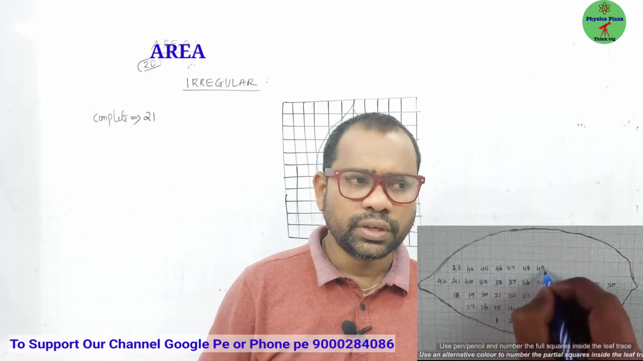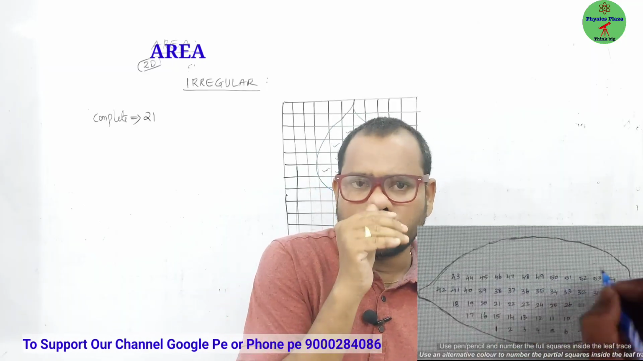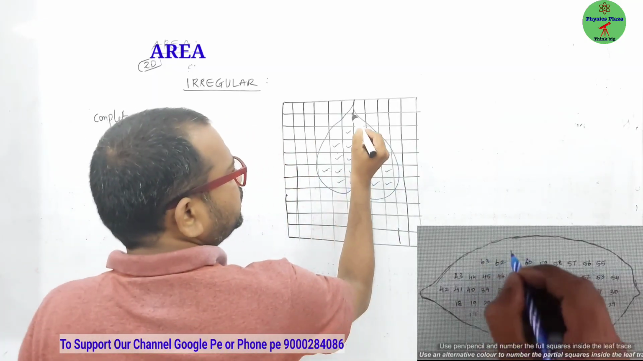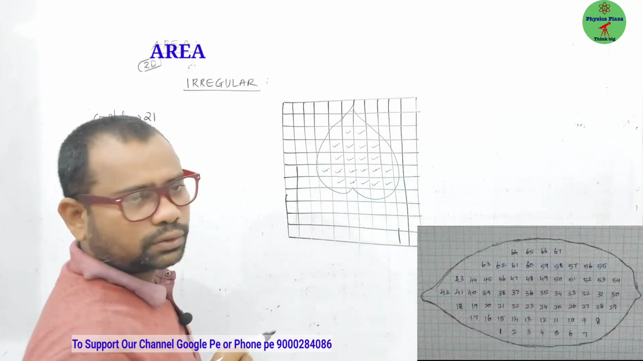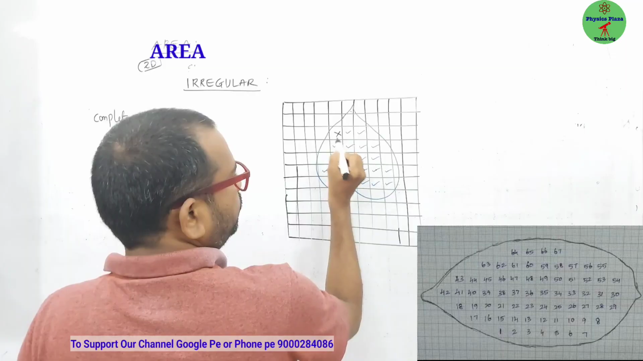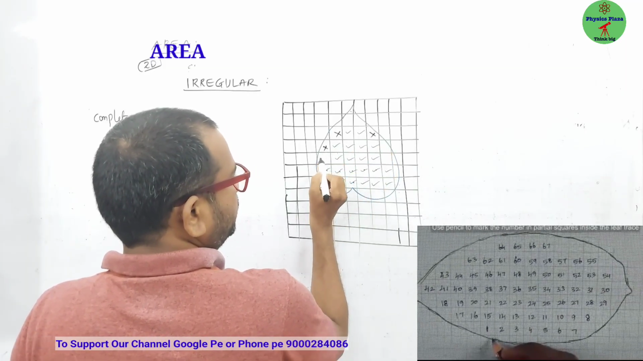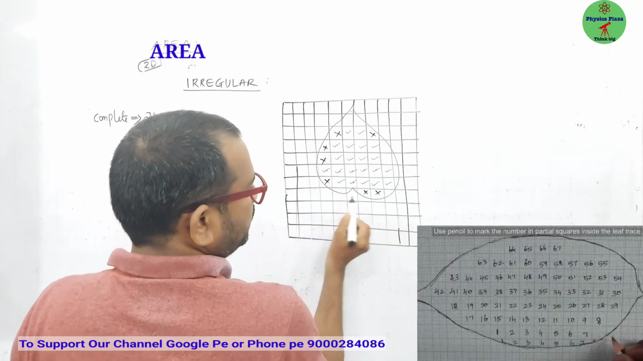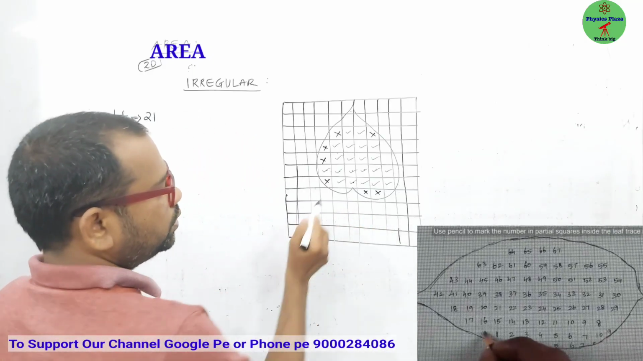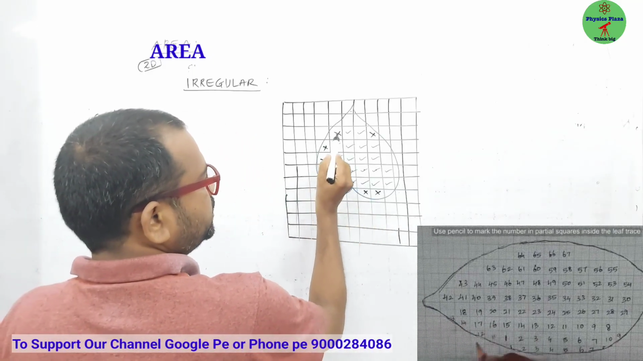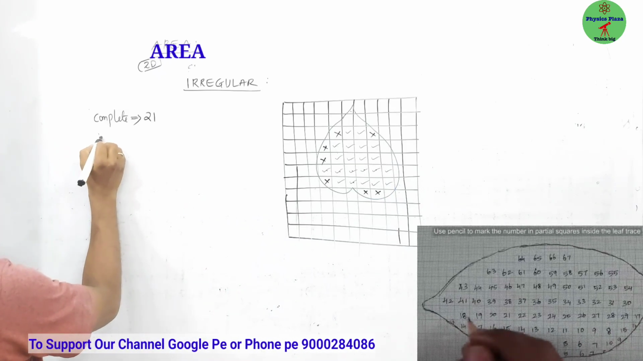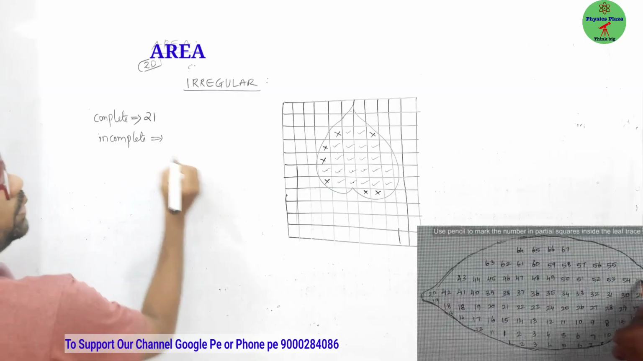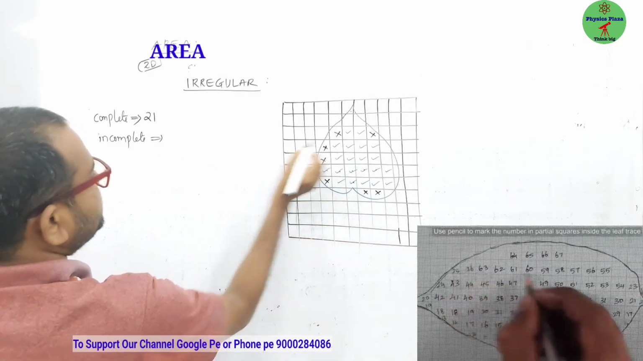Now you just count the number of incomplete squares. Incomplete means half or a little bit more than half. If it is a little bit smaller than half, you should neglect it. For example, if this one is there, you can neglect it. Now look at here. Less than half you don't count. So the incomplete squares are 1, 2, 3, 4, 5, 6, 7.